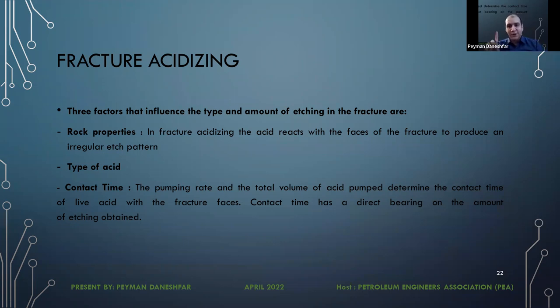Type of the acid. We can use a high HCl acid, it's okay. But we can also use some acid, maybe acetic acid, to retard the acid. And another one is the contact time. The contact time, the pump rate and the total volume of acid pumped determine the contact time of live acid with the fracture faces. Contact time has a direct bearing on the amount of etching obtained.